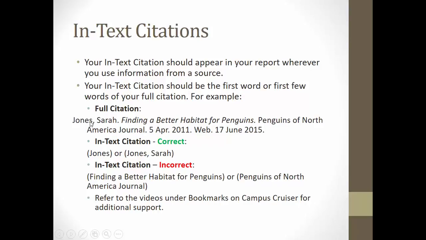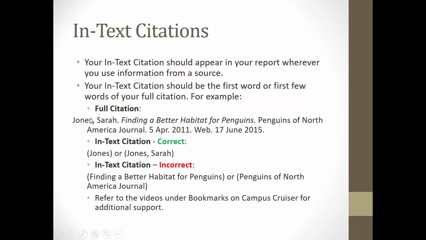So here, if we're looking at our example that we looked at a few moments ago, Jones, comma, Sarah, period, finding a better habitat for penguins, and so on, right? We looked at that one earlier. And so the correct in-text citation would be Jones or Jones, comma, Sarah. For your in-text citation, remember it goes at the end of the sentence where you've used information from the source in your report or in your essay. And so you want to make sure that you put parentheses around it. Okay? Your in-text citation should have parentheses around it.